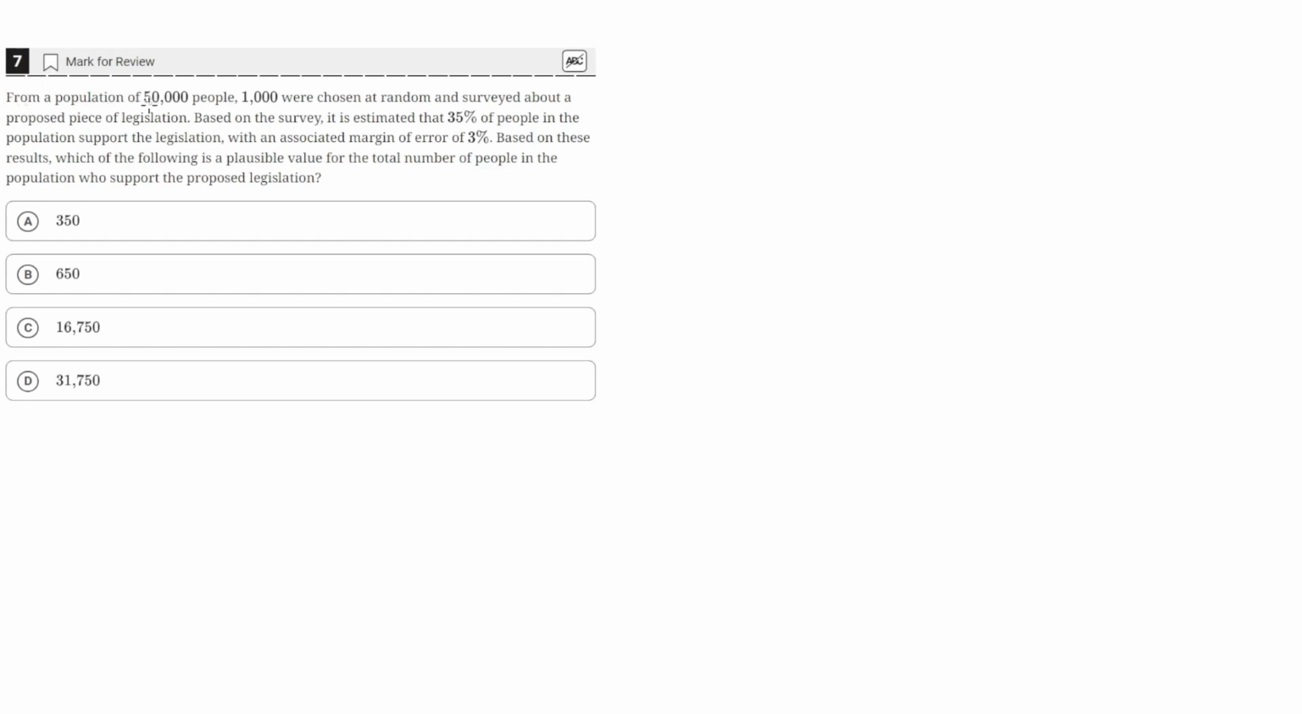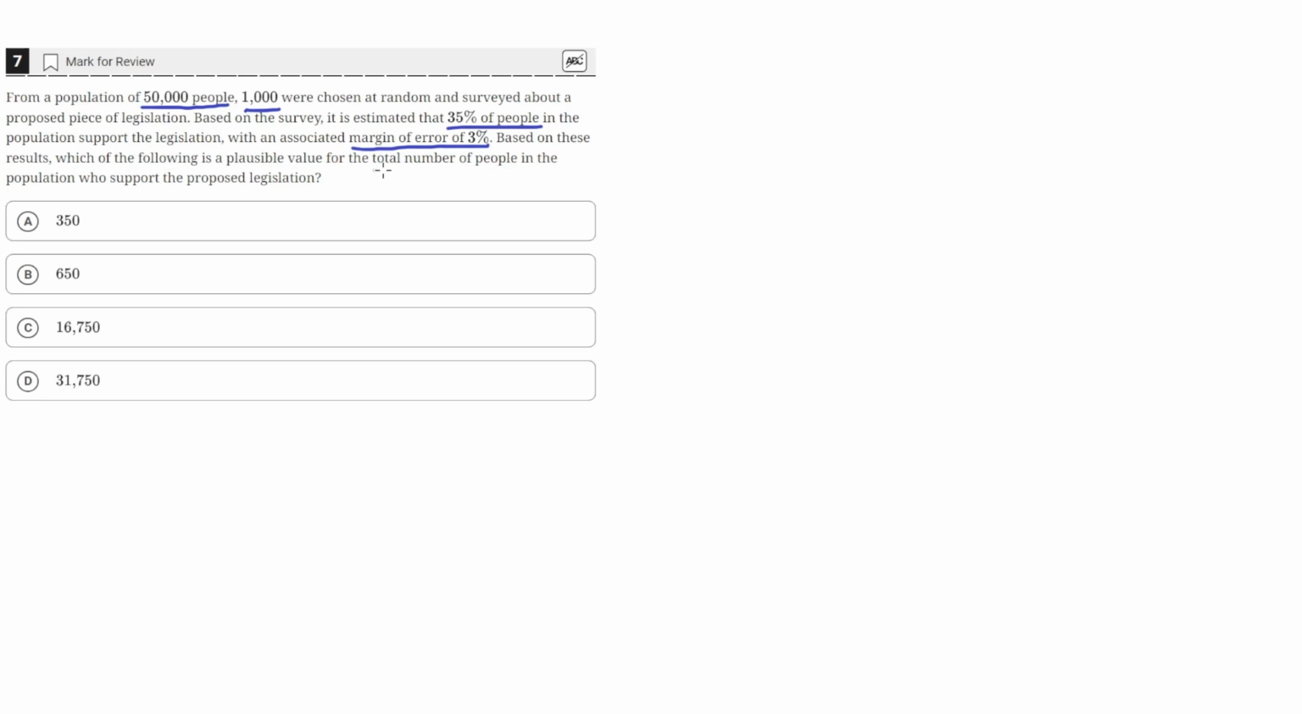From a population of 50,000 people, 1,000 were chosen at random and surveyed about a proposed piece of legislation. Based on the survey, it is estimated that 35% of people in the population support the legislation, with an associated margin of error of 3%. Based on these results, which of the following is a plausible value for the total number of people in the population who support the proposed legislation?